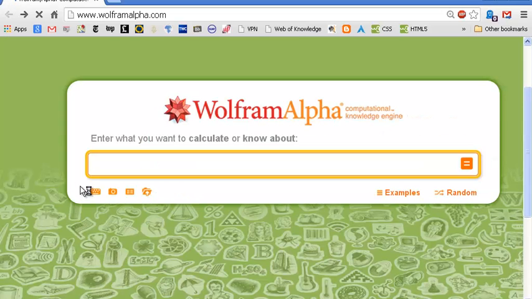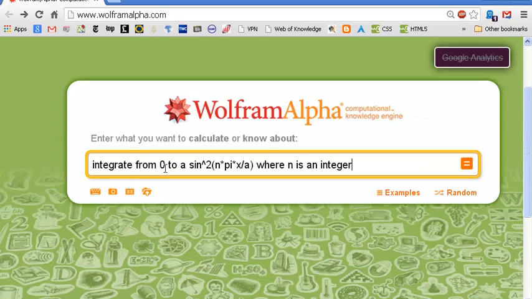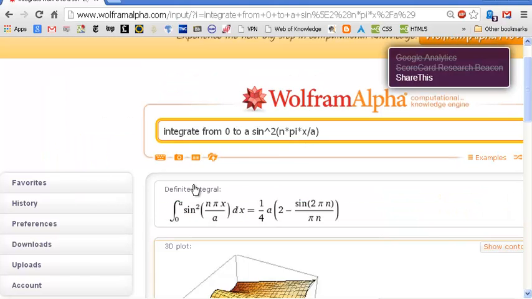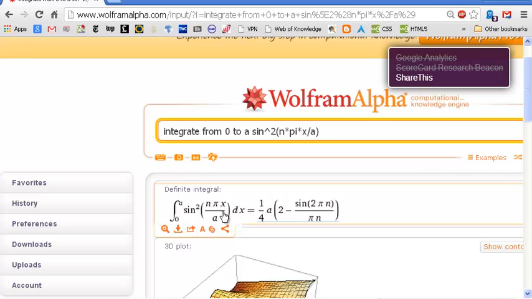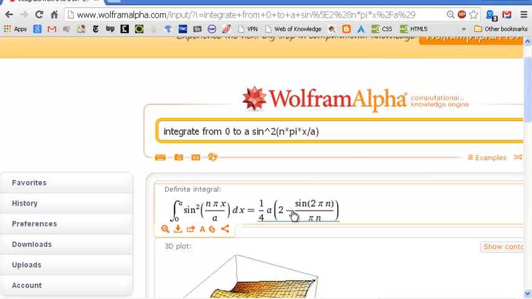So let's get rid of that, where n is an integer. And let's see if it can understand what you want to do without that. Okay. All right, looks like it understood that. So here's the integral we want, 0 to a sine squared n pi x over a. All right, that's 1/4 a times 2 minus this quantity. Well, let's use the fact that n is an integer. It's 1, 2, 3, and so on.